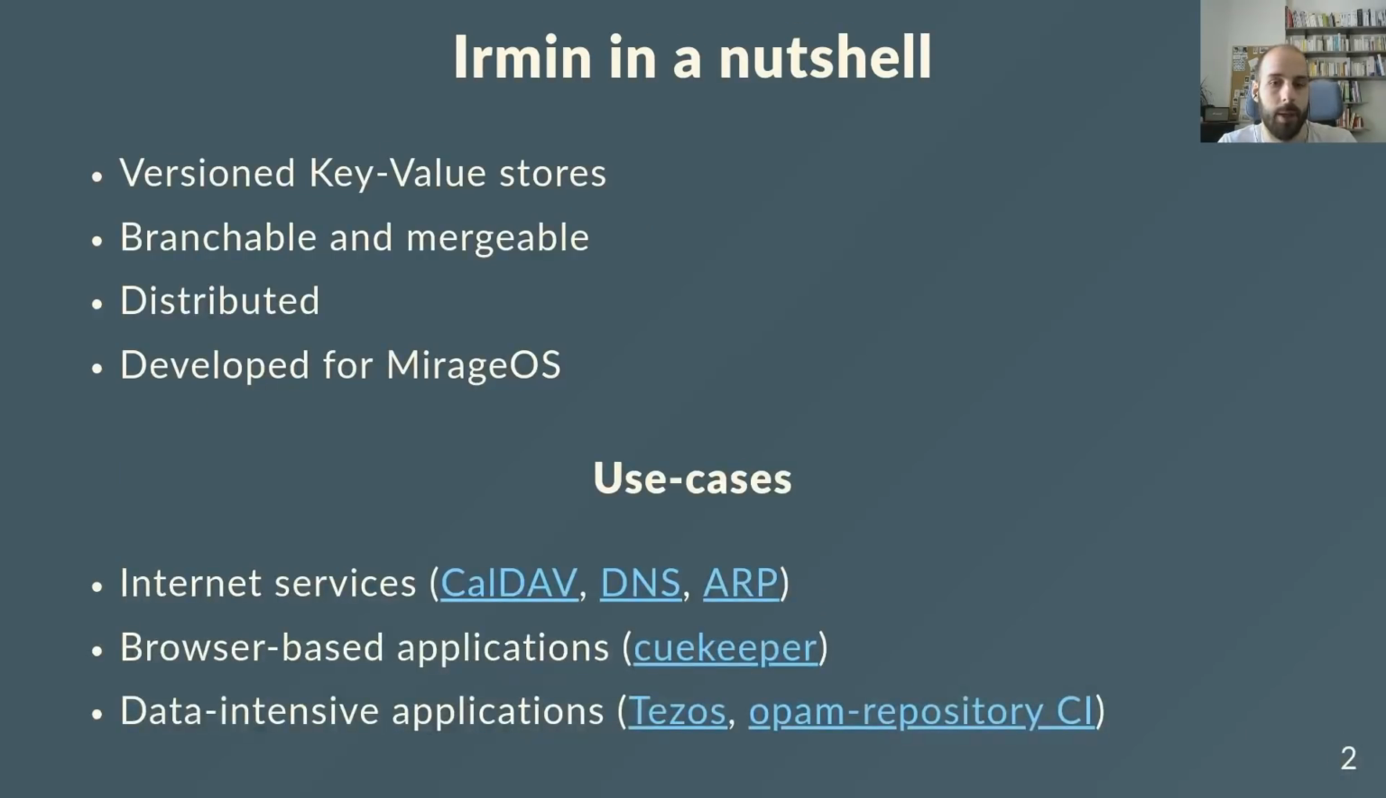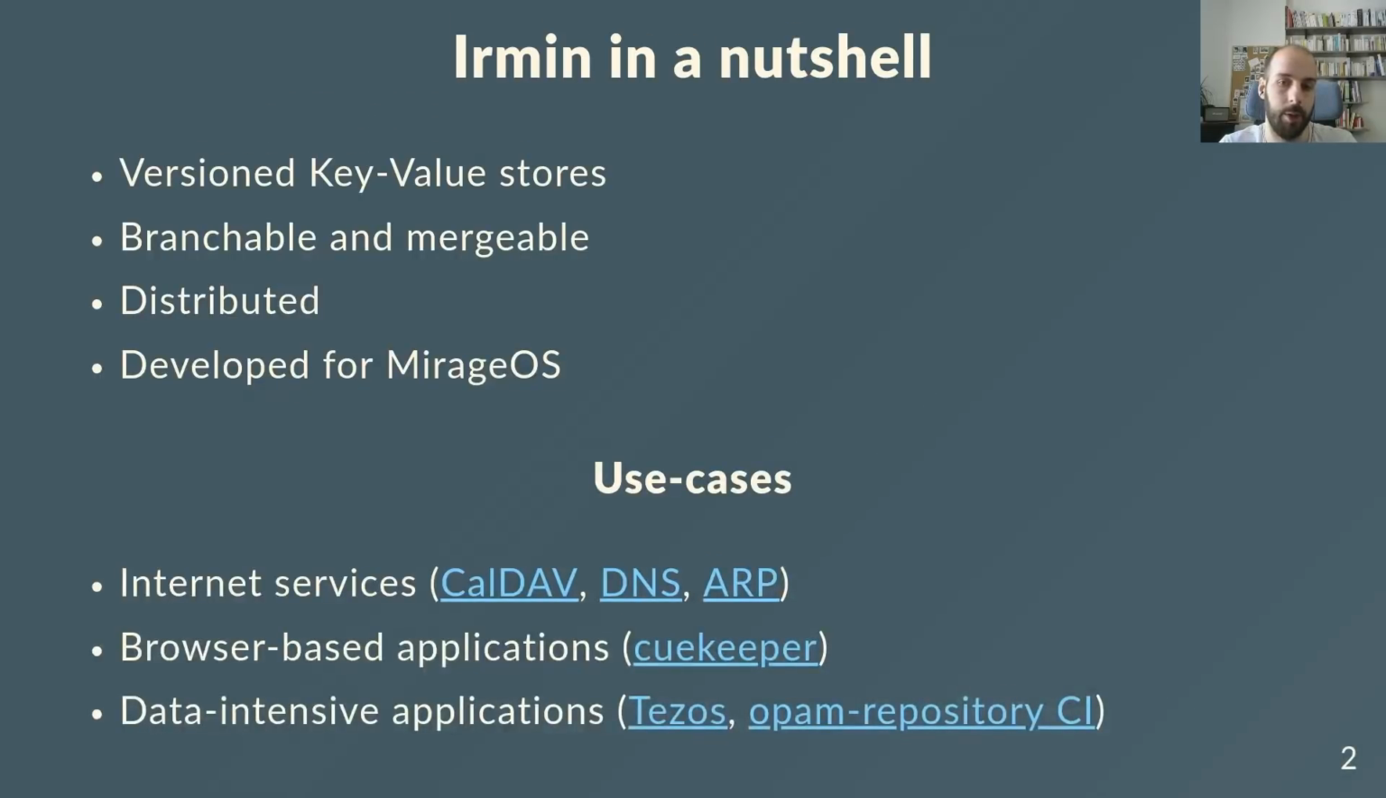So first off, what is Irmin? Irmin is a library built in OCaml that enables you to create versioned key value stores, and it follows the same design principles as Git. As such, it also has some of the Git features. For instance, you can create branches and merge them.